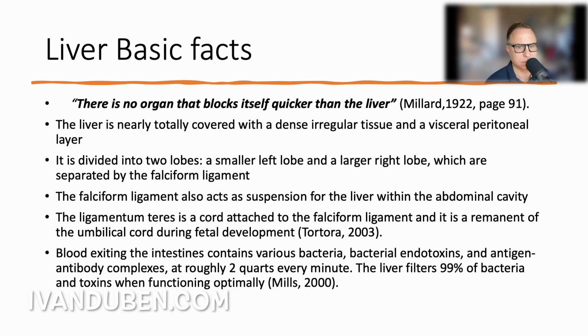Blood exiting the intestines contains various bacteria, bacterial endotoxins, and antigen antibody complexes. At roughly 2 quarts every minute, the liver filters 99% of bacteria and toxins when functioning optimally. 2 quarts is roughly 1.9 liters.